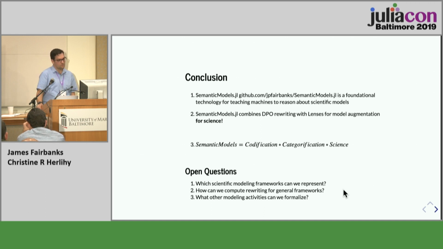And then this is just model augmentation, which is one modeling task that scientists do. They have a model, they need a different model that's derived from the first, augmenting the model. But they do lots of other stuff. So they do uncertainty quantification, sensitivity analysis, and other things too. So what other activities that scientists do can we formalize, like model augmentation?